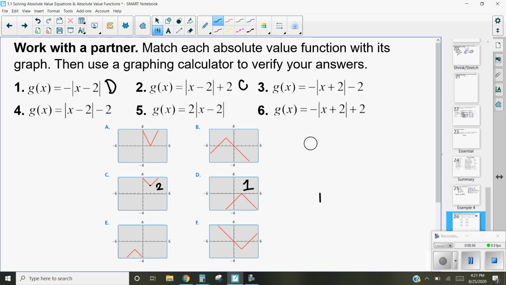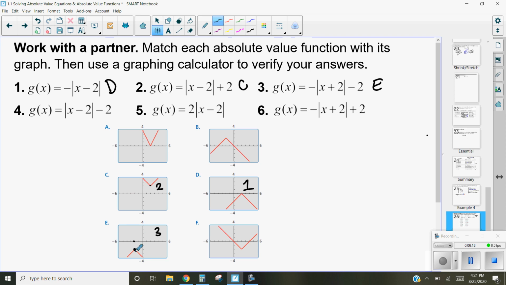Now number 3 has 3 parts to it. We've shifted down 2, to the left 2, and flipped ourselves over. So let's look at what happens. So we're going to shift down 2, to the left 2, and flip ourselves over. So this one is E, because it's shifted to the left 2, it's gone down 2, and then it's flipped over.